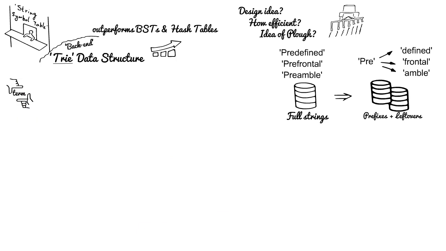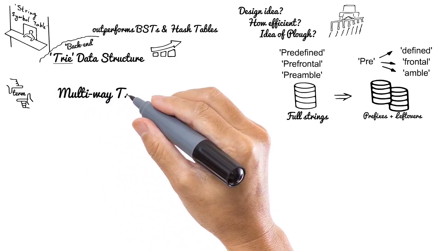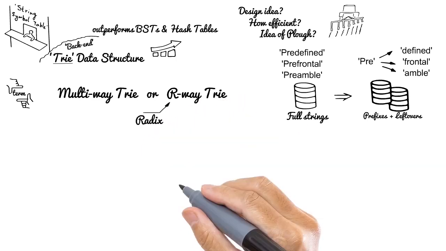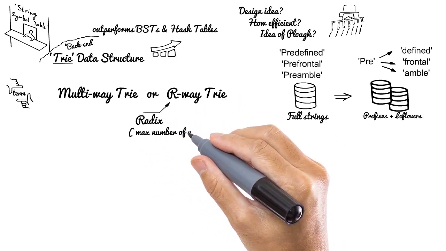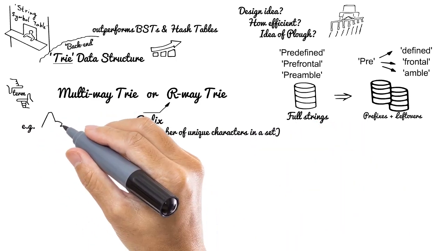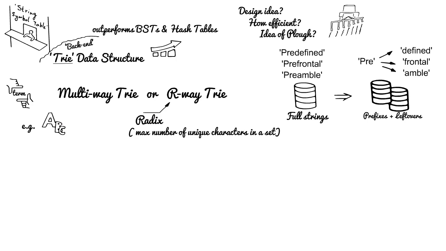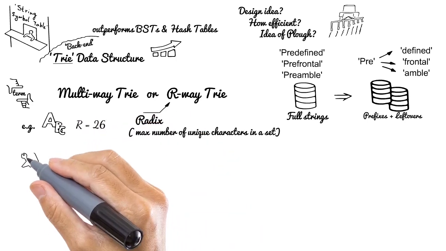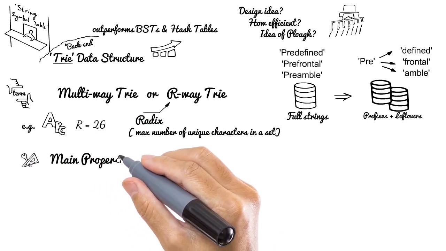The full name you could see in literature may be multi-way trie or R-way trie. R stands for radix or character set, where radix is the maximum number of unique characters in your set. For example, the English alphabet contains 26 unique symbols, so radix R is equal to 26 in this case. Let's look at the main properties of Trie.